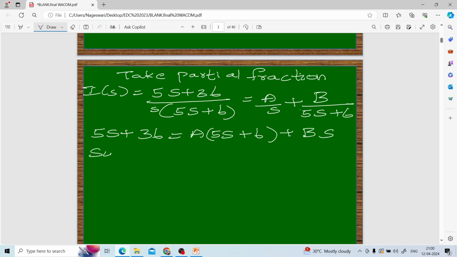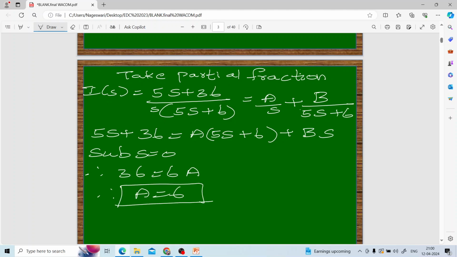Now substitute s is equal to 0. So therefore 36 is equal to 6a. Therefore a is equal to 6. So this is the value for a.